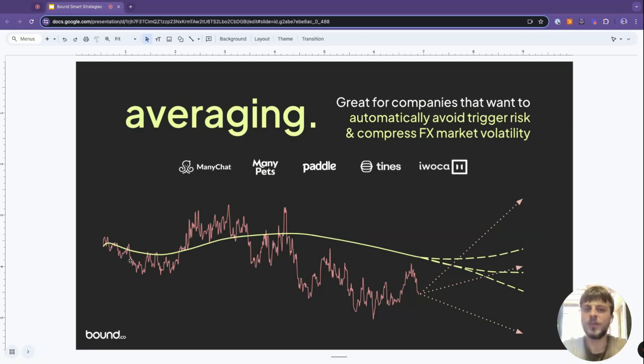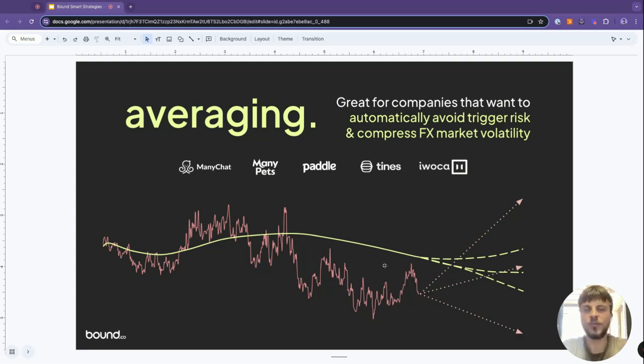So what this does is automatically avoid trigger risk and smooths out all the noise in your FX cash flows here. So you essentially compress the market volatility. You can pretty much set and forget, knowing that you're never going to trade at inopportune times. So regardless of where the rate goes in the future, you're never going to be trading at the best points. You're never going to be trading at the worst points. You're just going to be somewhere within the middle of the market.